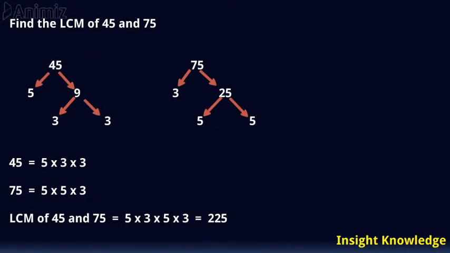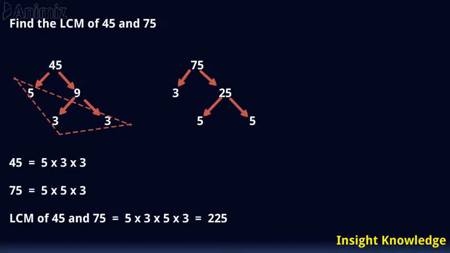Find the LCM of 45 and 75. What is the first step? We have to find the factors for the given numbers until you get the prime numbers, right? So let's solve it. Take the number 45 first. What are the factors? 5 times 9 is the factor of 45. Write it down. And here 5 is the prime number, right? So take the number 9, find the factor. 3 times 3 is a factor of 9. So we end up with prime numbers.